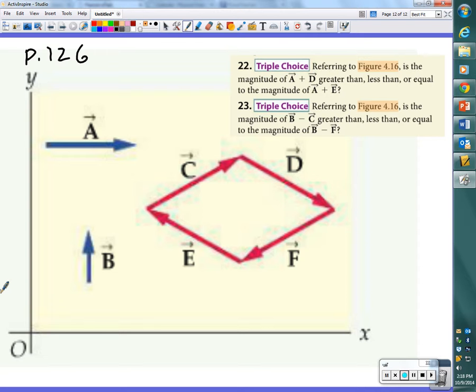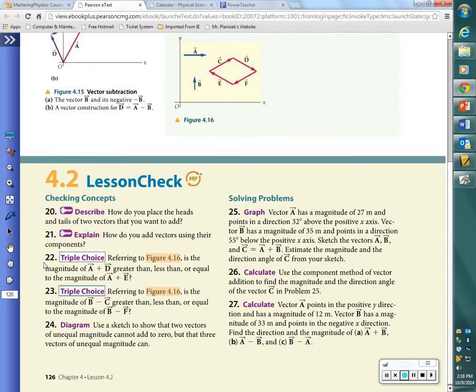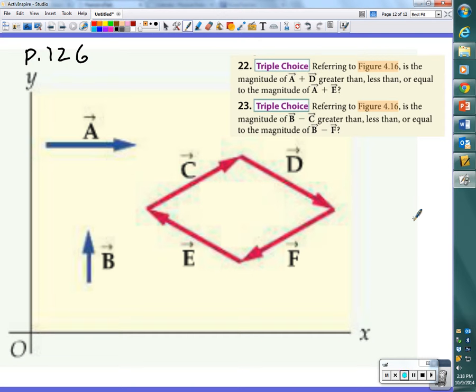So, number 22, it says, referring to figure 4.16, which is just above it on page 126, but the problems are down here. So it says, referring to figure 4.16, is the magnitude of A plus D, or vector A plus vector D, greater than, less than, or equal to the magnitude of vector A plus vector E?